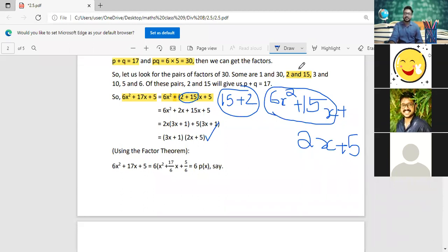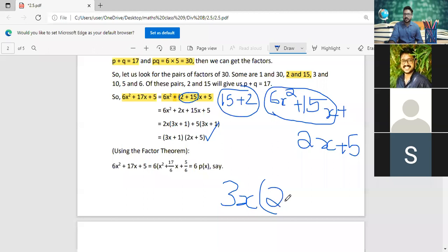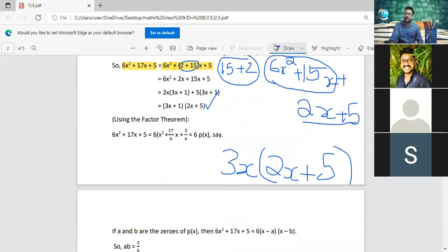Is it only 3? Of course 3 is there, that's right. 3x. Yes, 3x is the common factor. X is also common for both these terms. So we can write the remaining term as 3x into 2x plus 5. And this remaining 2x plus 5, you can take common and you will get the same answer.